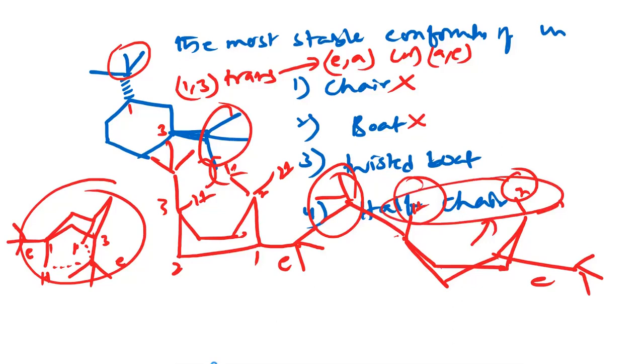Just remember that half chair is absolutely nonsense here, because half chair is the least stable conformation of cyclohexane, which cannot afford these two groups at perfect positions. So here the answer is twisted boat. Okay, right. And next question I'm going to give.